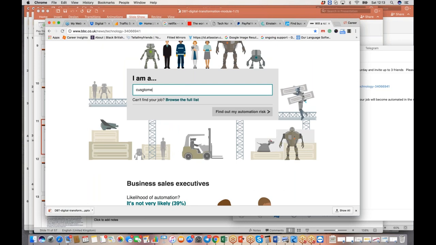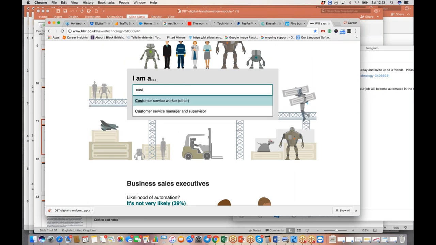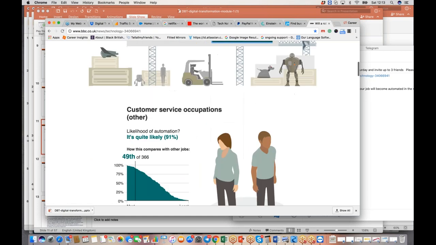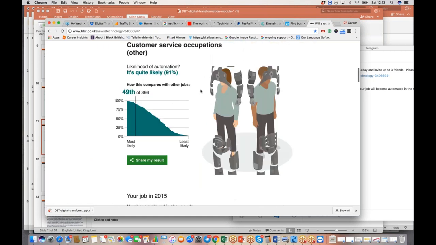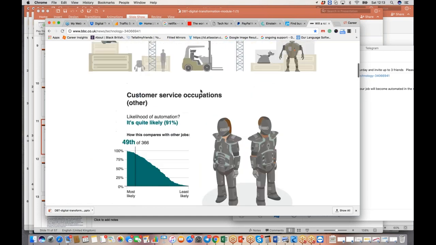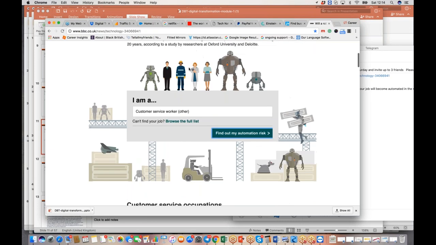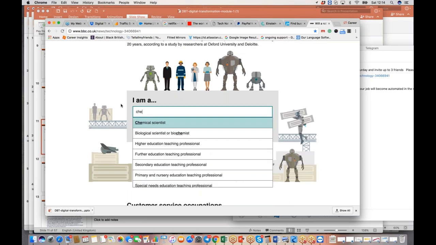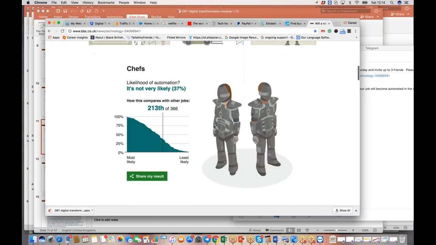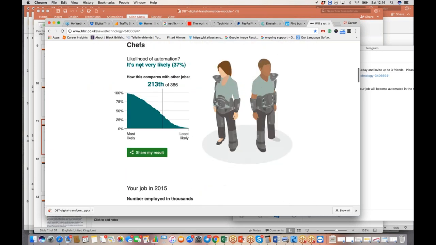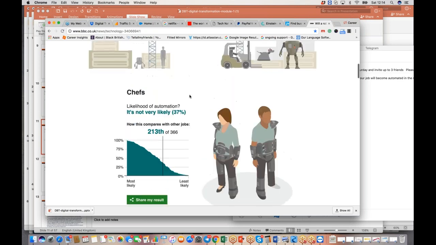Let's look at customer service. I mean, even me, I've driven down my customer service. So I'll see. 91% chance that a customer service job will be taken away. Okay, chef, I doubt it. A chef will always have a job. People like things that maintain that human connection. Yeah. Oh, what? 37%, which means that even a chef has to.